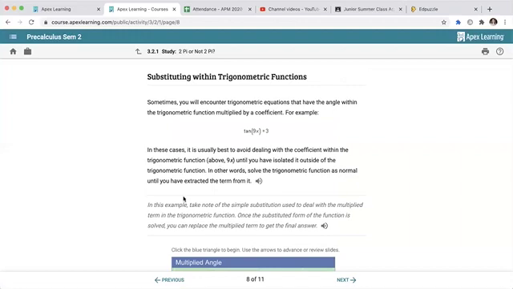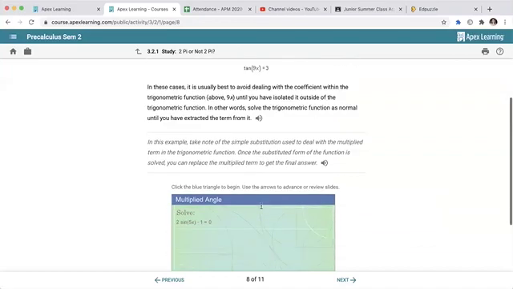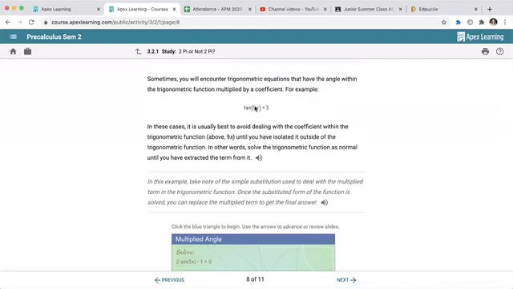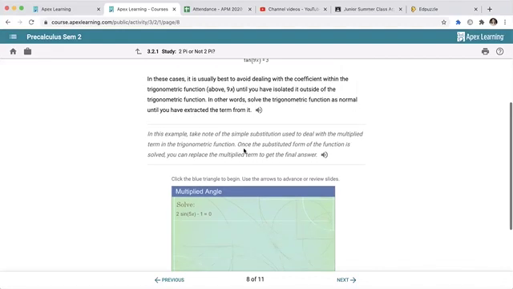Now here, we might have something with a multiplied coefficient. If we look at tan of 9x equals 3, this has a coefficient of 9 on the x. So we'd have to isolate x outside of this trigonometric function. What they're saying is you have to extract this term from it, so we're trying to solve for this. This is where we're going to have to use our inverse relationships to solve.